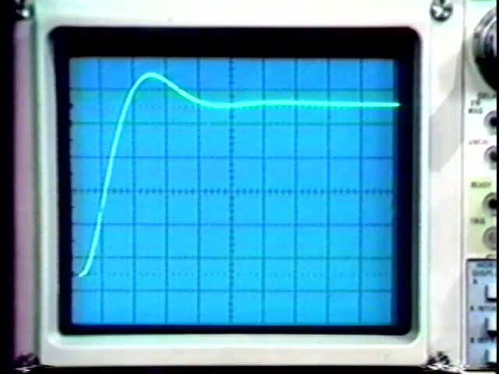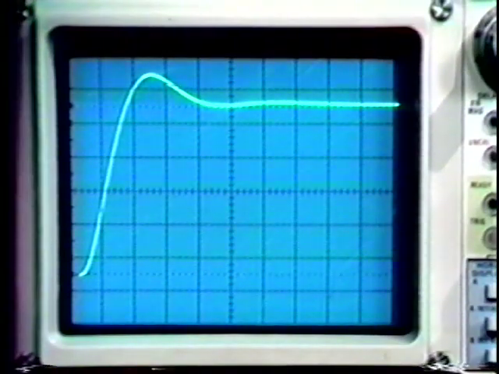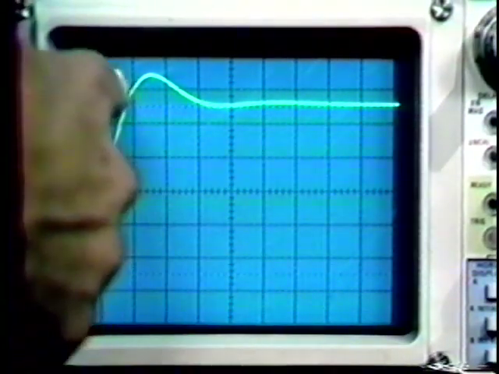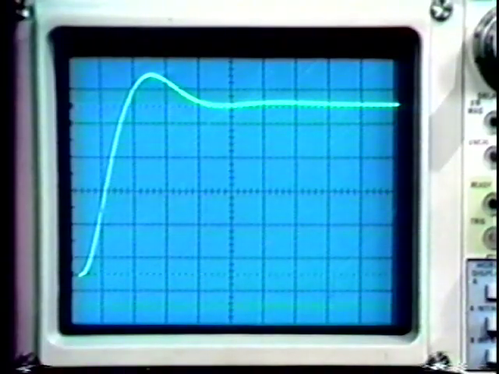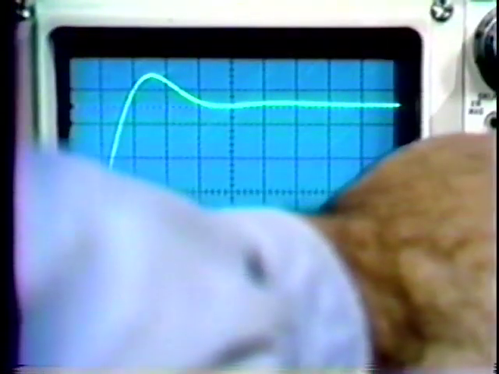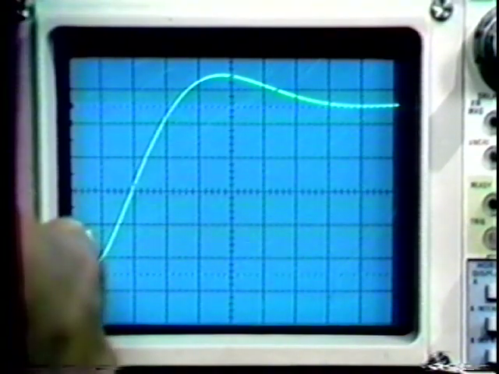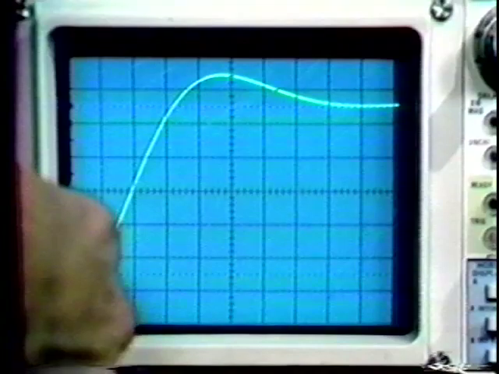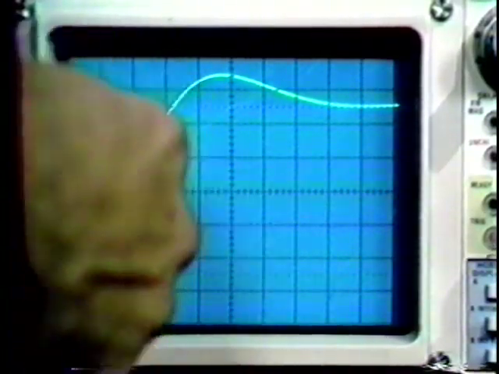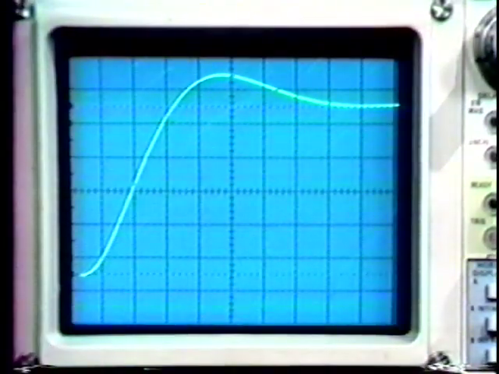Let's look at its characteristics. Here we get a little bit more overshoot. We have about a 1 major division overshoot, about 20%, so P0 for this system is about 1.2. We can once again measure the 10 to 90% rise time. Here we are at 100 microseconds per division this time. We measure between here and here. We get about 200 microseconds for the 10 to 90% rise time.